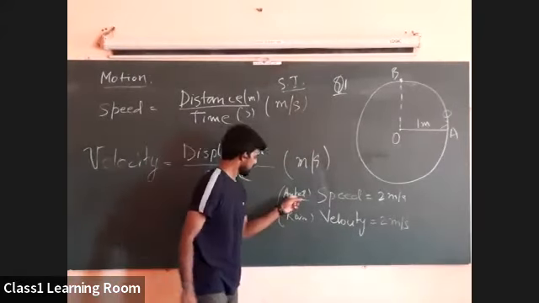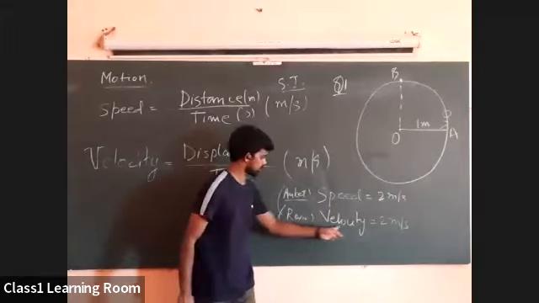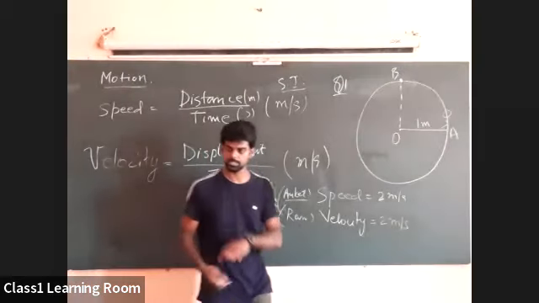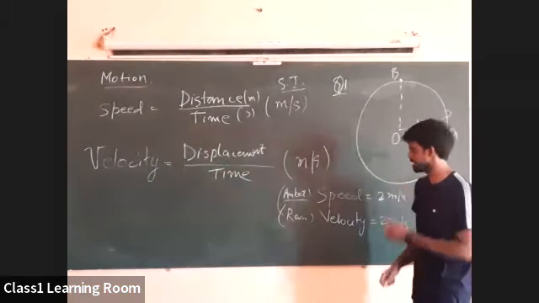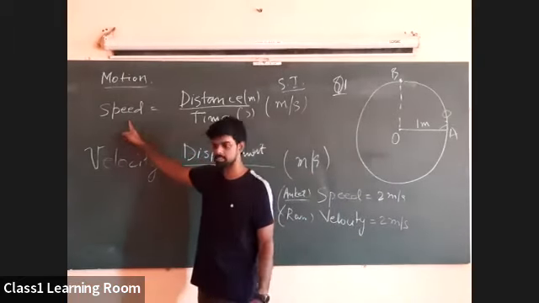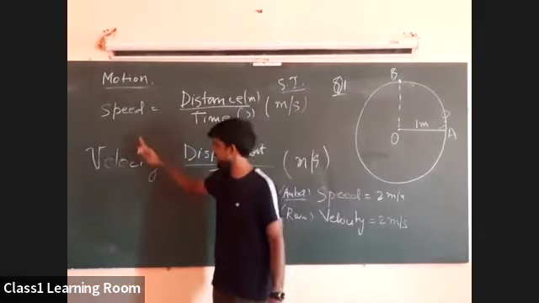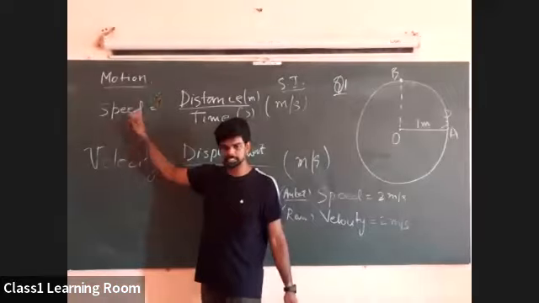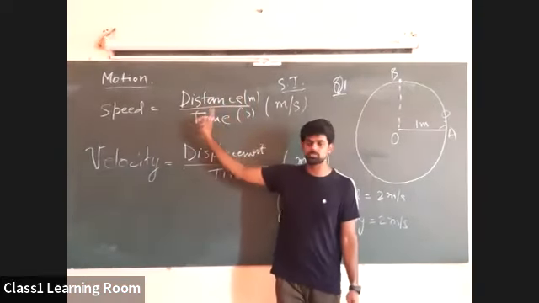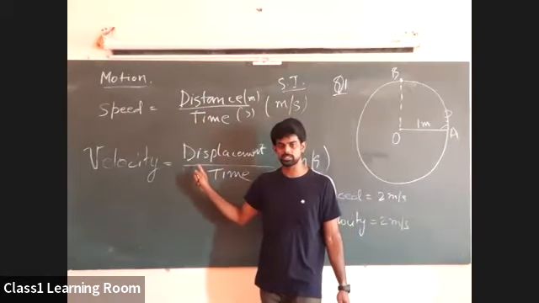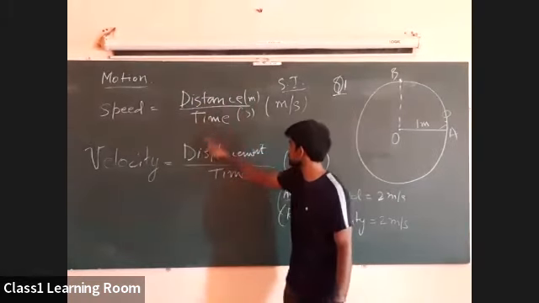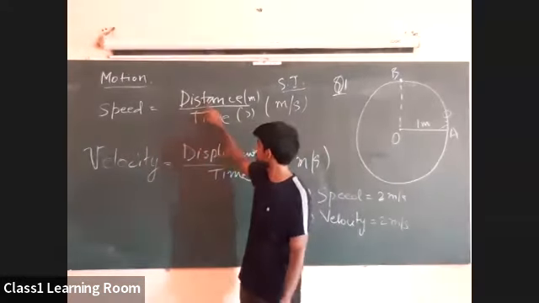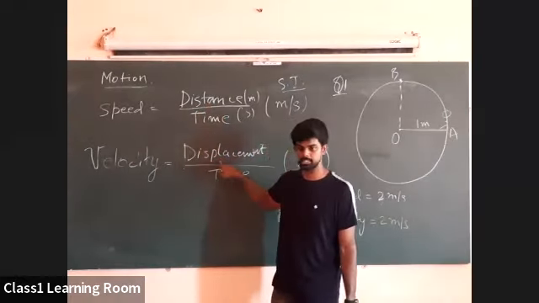So Aniket has a speed of 2 meter per second. Ram has a velocity of 2 meter per second. So what's the difference? How much time will Aniket take and how much time will Ram take? Just calculate. No, it's not the same. I just want you to understand the difference between speed and velocity, so this problem will differentiate it. What is speed? Just read here, everyone. Velocity is displacement by time, right? The unit is the same, but still they are different. Why? Because here we are using distance, and here we are using displacement.